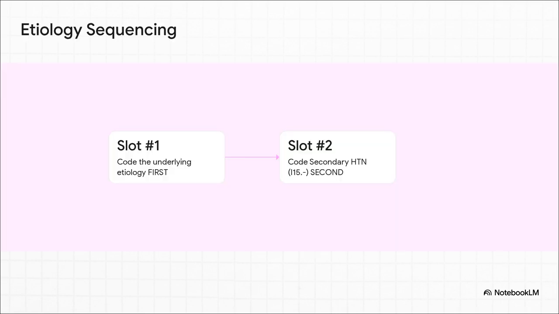Because of this, the crucial rule in etiology sequencing is that the underlying cause always leads. On your claim, slot number 1 has to go to the underlying etiology. So, for example, your renal artery stenosis code goes first. Then, in slot number 2, you put the secondary hypertension code from category I15. The cause comes first, and the secondary effect comes second, always.